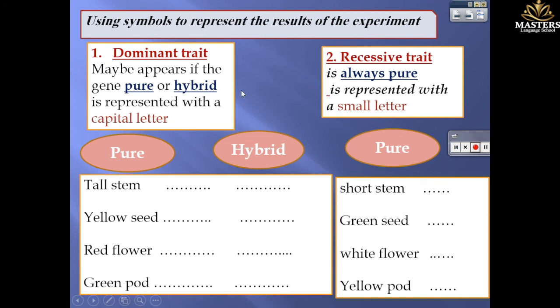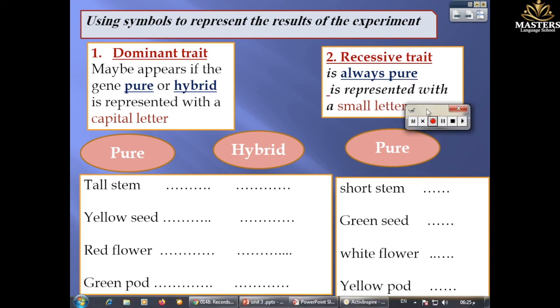Number two, the recessive trait always takes a small letter. And we must know that the recessive trait is represented with a small letter and is always pure. What's meant by pure? The two letters are similar.